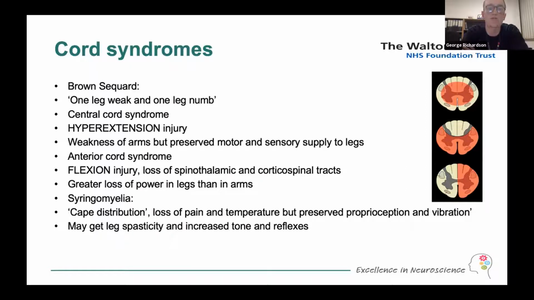Anterior cord syndrome is due to a flexion injury as opposed to a hyperextension injury, and that presents with loss of spinothalamic and corticospinal tracts. There's a greater loss of power in the legs than there is in the arms in these patients. So these are probably worth just learning so that you can pick them out of the stem for the finals questions that you might get.